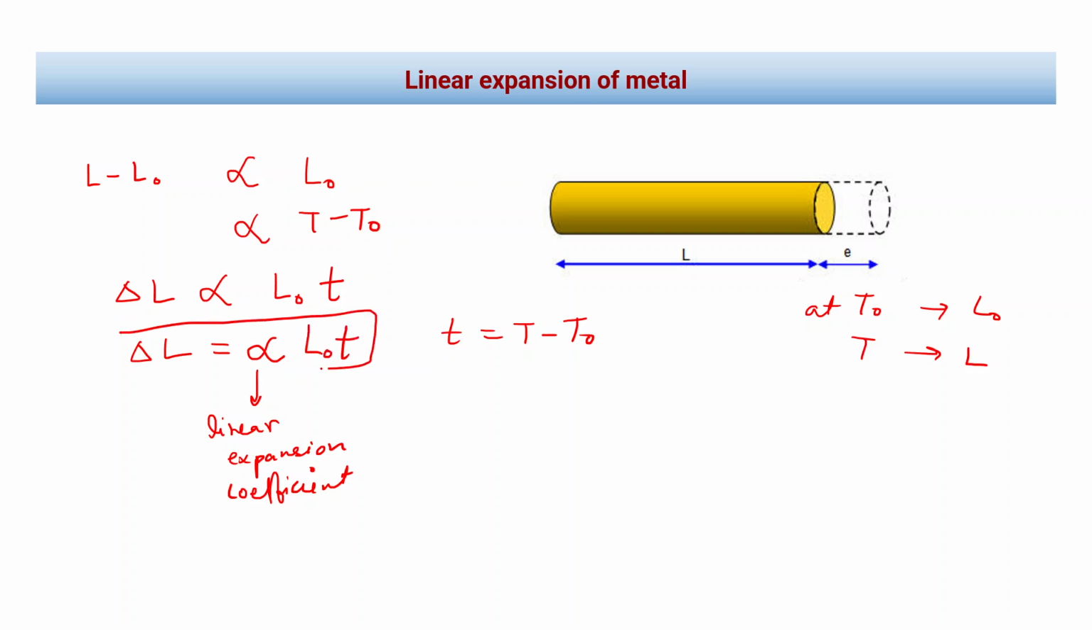So this is the dependence, and from this we can find the value of the linear expansion coefficient, which is 1 over L naught times delta L by delta T, or we can write dL by dT. The change is what we are basically trying to find out.